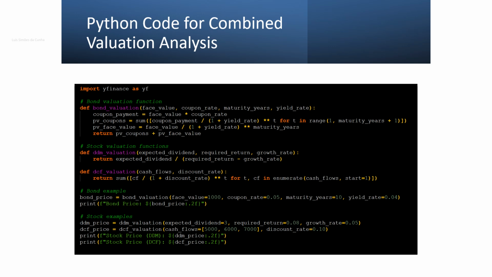Using Python, we can perform a combined valuation analysis for both bonds and stocks. This code example demonstrates how to valuate a bond using the present value of future cash flows. Apply the dividend discount model (DDM) for a dividend-paying stock and use the discounted cash flow (DCF) model for broader cash flow analysis. Visualizing and comparing these valuations provide comprehensive insights into the intrinsic value of different financial assets.